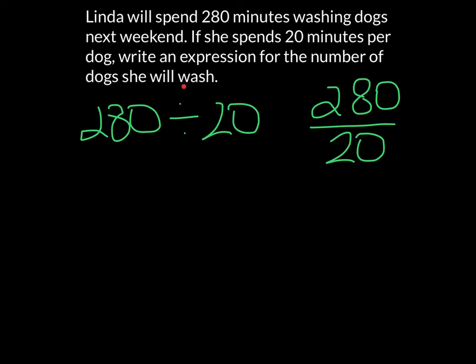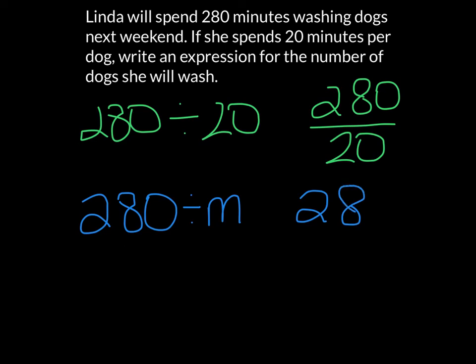Now, they gave us all of our numbers here. If they leave one out, if they want us to write an expression for the number of dogs Linda will wash if she spends M minutes per dog, we now have a variable. So that would be written using a variable. That would look like this, 280 divided by M for the minutes, or we can write that as a fraction as well, 280 over M. Both of these are also division expressions.